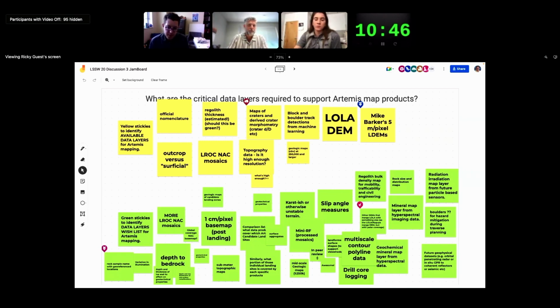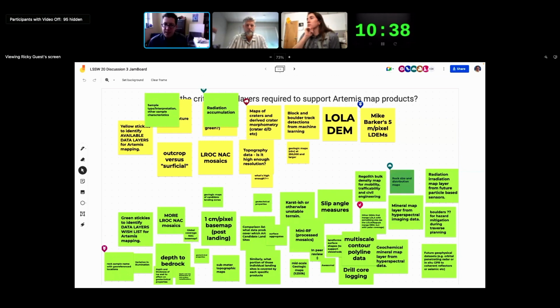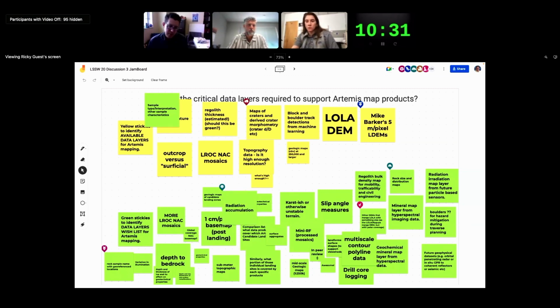In not quite 10 minutes, people have been populating this board. I'm seeing a lot more green, things we need, rather than yellow, things we have. So if we're thinking about potential options to include in a Lunar critical data product call, there's a lot of stuff here.